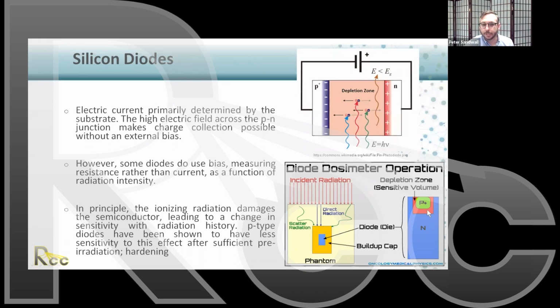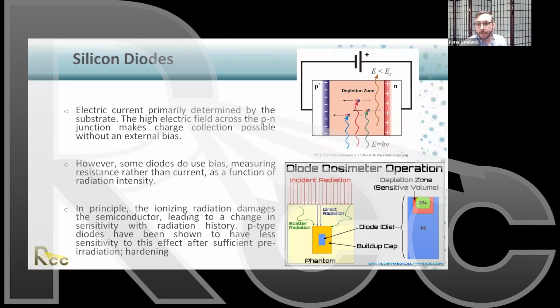The whole substrate is doped, and then you've got this highly doped area, which creates this depletion zone. And this is how they look for most radiation detectors. But this creates an electric field across them that's intense enough that you don't need to apply an electric current, so you don't need to apply an external bias. Some diodes do use bias, but they're measuring resistivity. They're not measuring the flow of electrons.